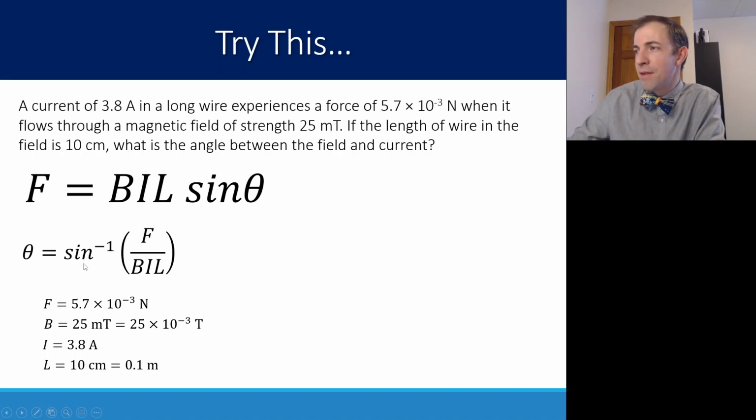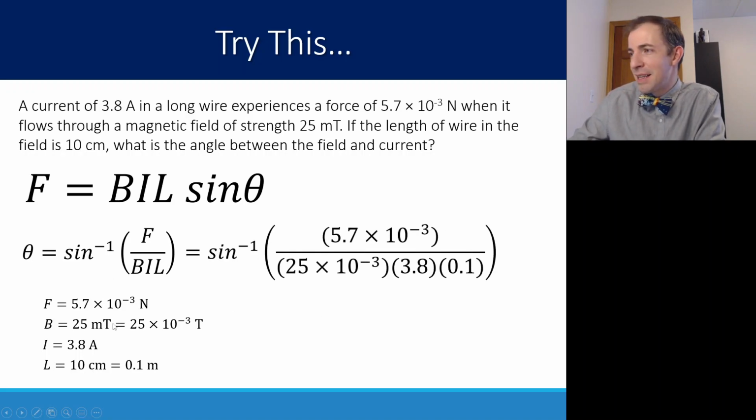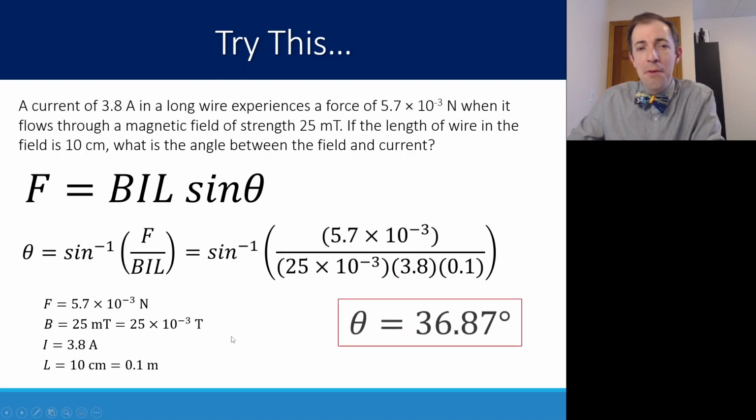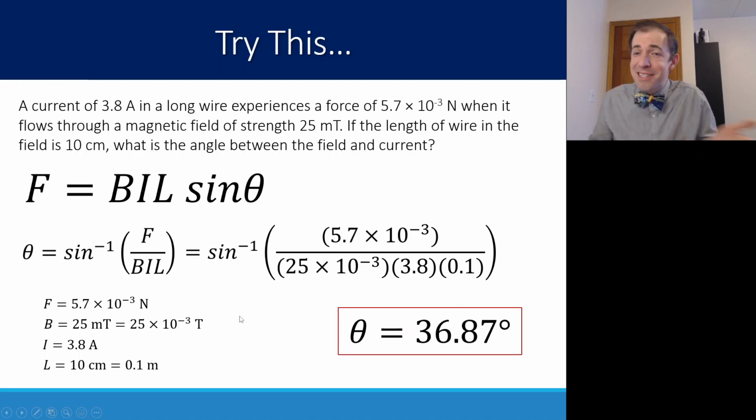All right, then solving this for theta, I have to take the inverse sine to get theta all by itself. So it's the inverse sine of F over BIL. Plugging in the numbers that I've listed below, I will find theta to be something that makes sense, like 36.87 degrees.